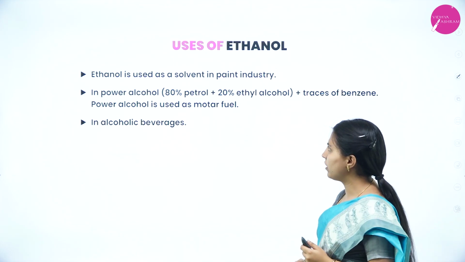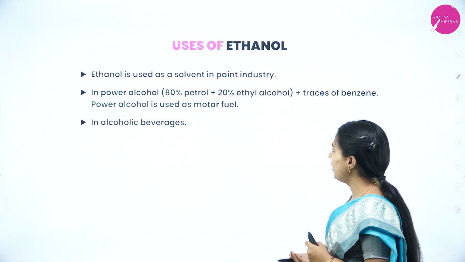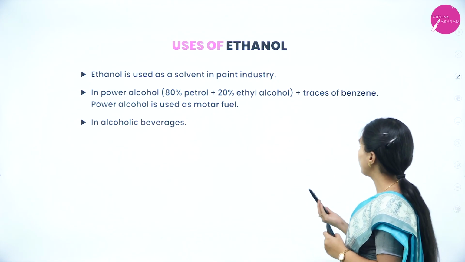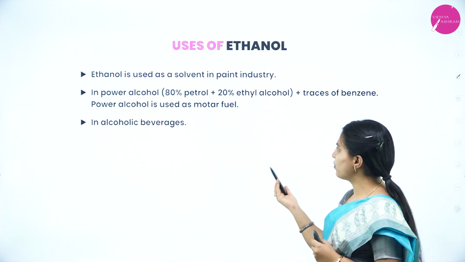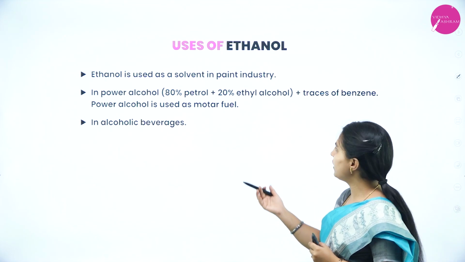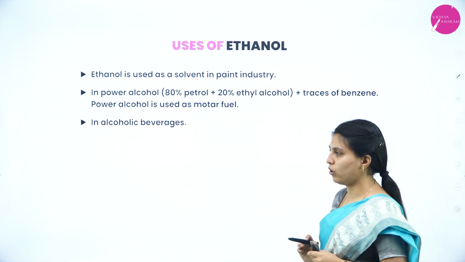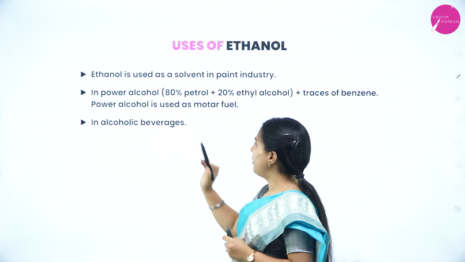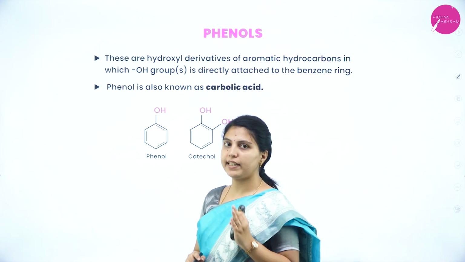Next, uses of ethanol. Ethanol is also used as a solvent in the paint industry and in power alcohol plus traces of benzene. Power alcohol is used as a motor fuel, that is 80% petrol plus 20% ethyl alcohol, and in alcoholic beverages. Next, phenols.